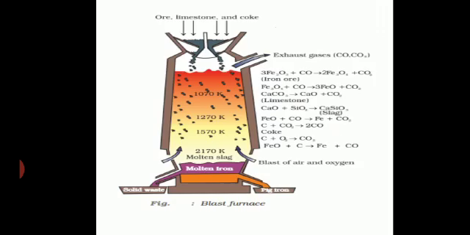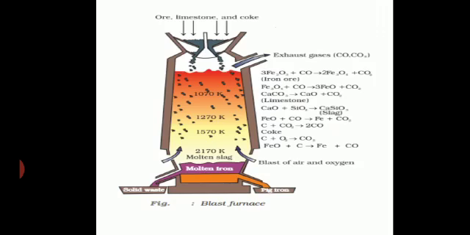Clear? So after concentration of the ore, after calcination and roasting, we will go for reduction. We generally do reduction in the blast furnace. The picture we can see there is the blast furnace, where the smelting is carried out, where the reduction is carried out.